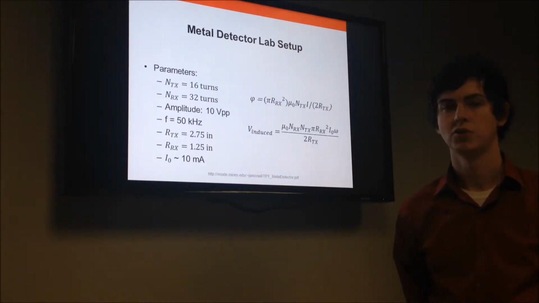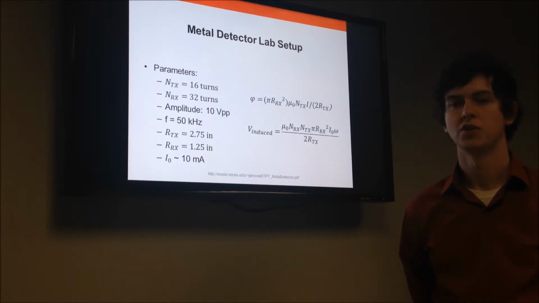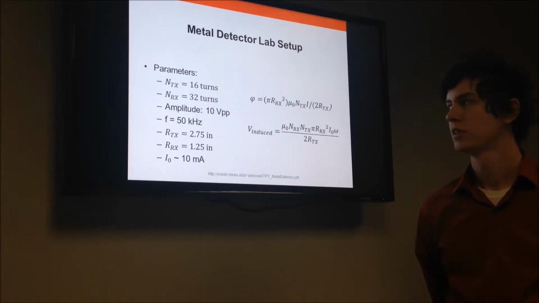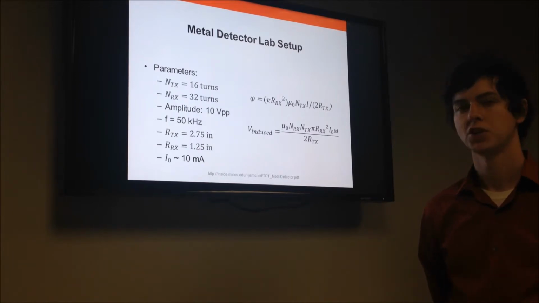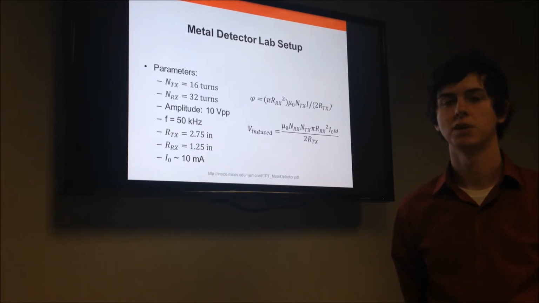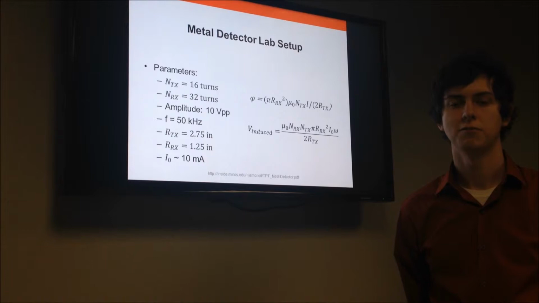For my parameters, my transmitter coil was about 16 turns at a diameter of about 5.5 inches. My pickup coil was about twice the number of turns and half the diameter. For my function generator, I was applying 10 volts peak to peak at a frequency of about 50 kilohertz.